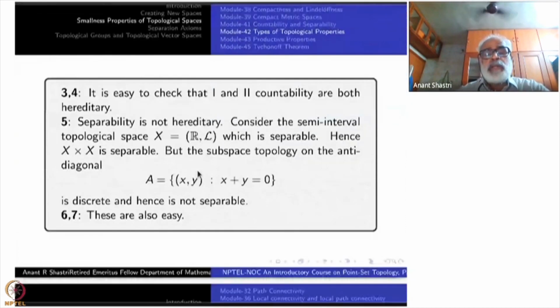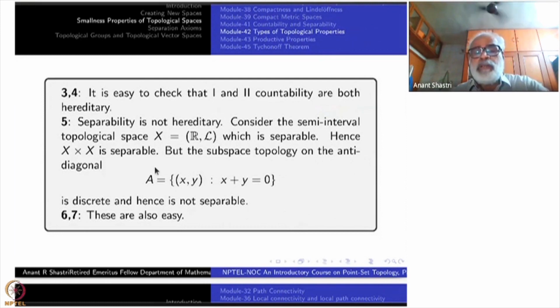So I have given you an example here. Remember, we had this semi-open interval topology in which the basic open subsets were [a, b), a closed, b open. So this was the left semi-interval topology, R_L, on the set of real numbers. Consider the semi-open interval topology. This is separable.